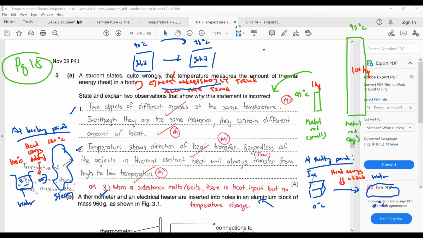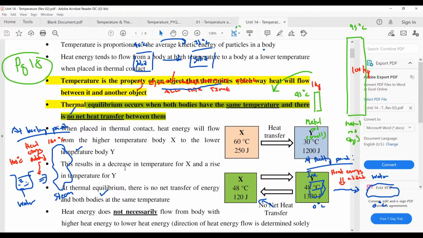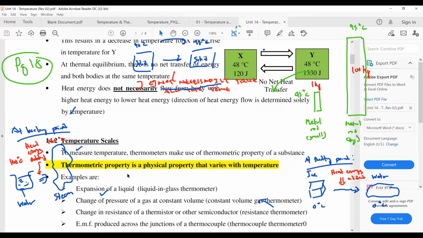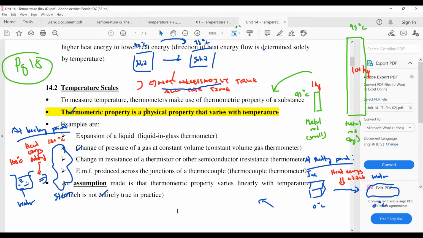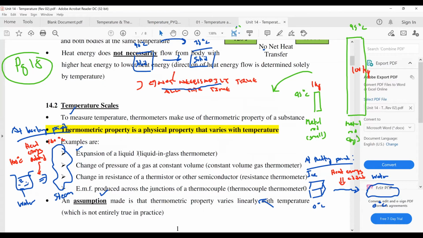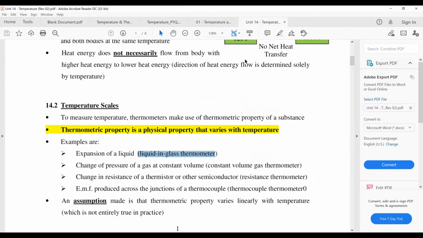Okay, so the next part talks about temperature scale in your chapter. All right. Now when you want to measure temperature, you will tend to make use of a thermometer. The thermometer that you guys are very used to seeing is your liquid in glass thermometer in your chemistry lab. Now, in principle, your liquid in glass thermometer contains mercury inside. Let me clear off this drawing.